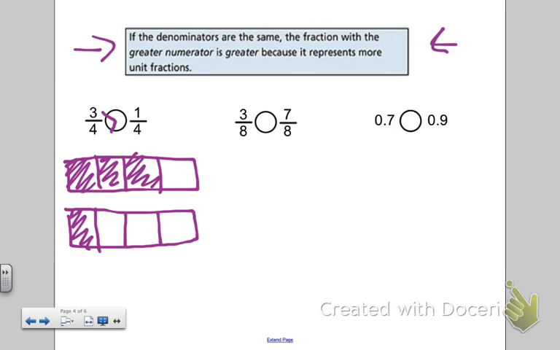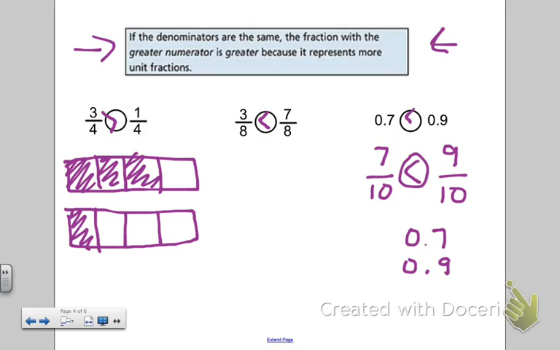Apply that idea to 3/8 and 7/8. I'd rather have 7 of those 8 sections than 3 of those 8 sections. So 3/8 is less than 7/8. 7/8 is the bigger one. Here we have 7/10 and we have 9/10. Obviously, 9/10 is going to be greater because, again, you're talking about 9 of those same sections compared to 7 of the other ones. Or again, line up your decimal point and you can obviously see, in this case, the 9 is greater than the 7.